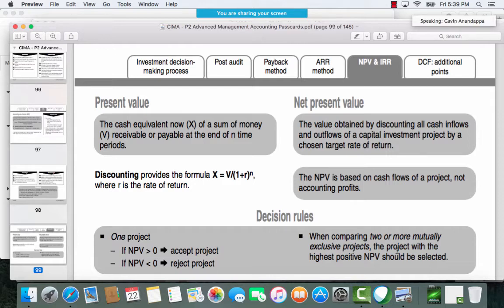Anyone else? Kumari, what do you think? Project A is 10, project B is 14. Why do you think?